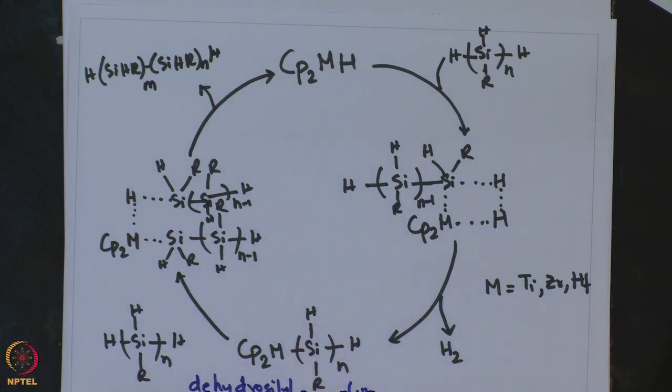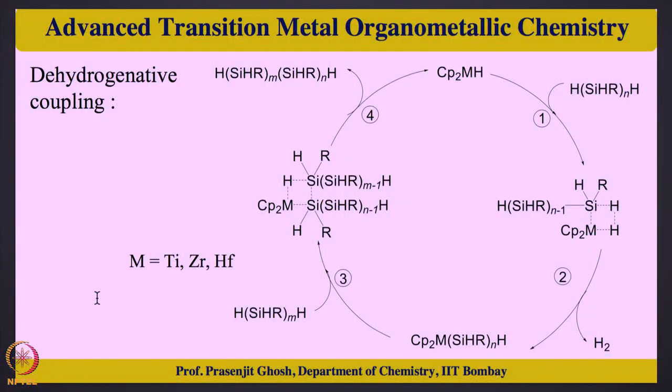Dehydrogenative coupling results in the formation of the silicon-silicon bond by a mechanism similar to that of sigma bond metathesis. It also eliminates hydrogen gas as a part of this dehydrogenative coupling. So, with this I am going to conclude today's lecture.